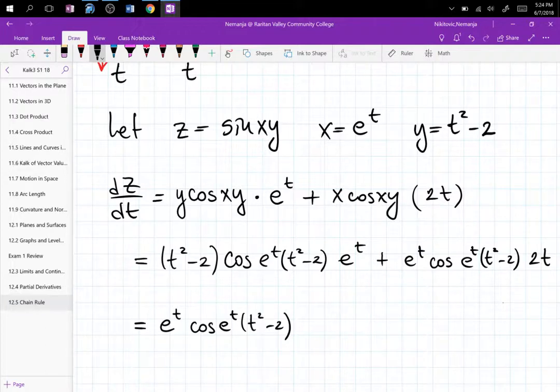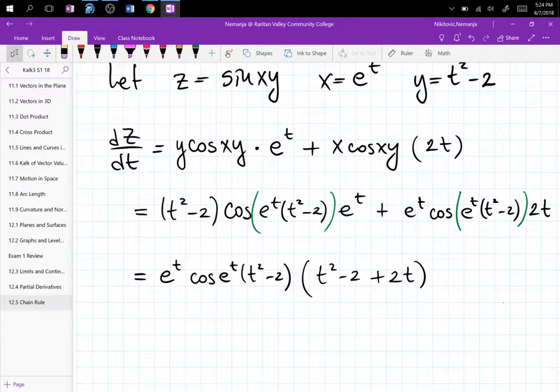Maybe just for the sake of argument, let's use the green one. This is all the argument of cosine. Just want to make sure that we all know that. There we go. So now I pull out e to the t and cosine of e to the t times t squared minus 2. What's left behind is t squared minus 2 plus 2t.